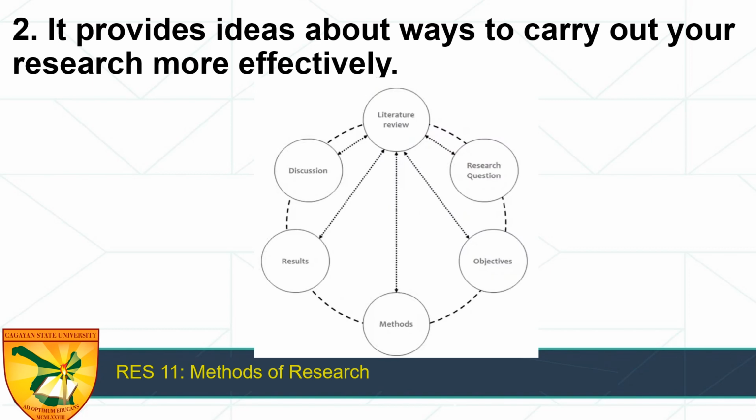So second importance is your RRL provides ideas about ways to carry out your research more effectively. Not only does it give the investigator a complete understanding of what is known about a given topic, it also provides the researcher with ideas about ways he can design and carry out his research more effectively. So we need the literature review in doing your methodology or your Chapter 3.